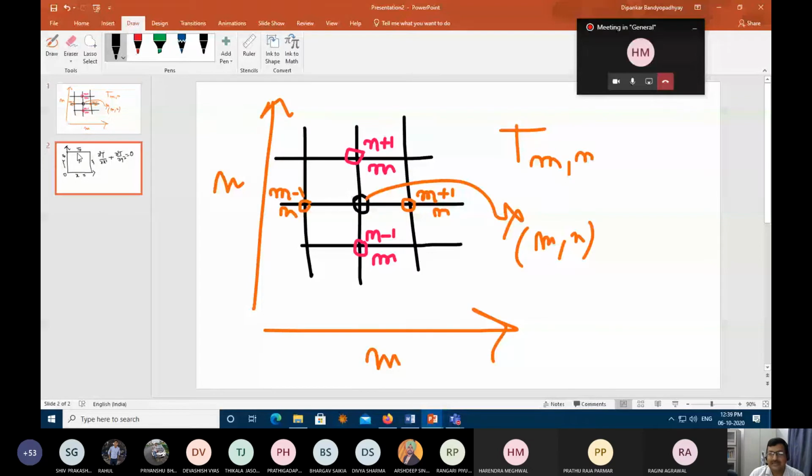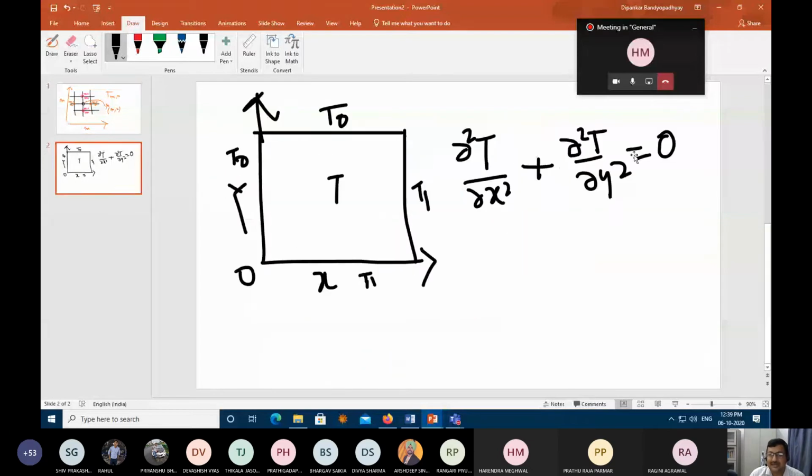Okay, how do you do that? If you can convert this into a set of algebraic equations which has n number of equations and n number of unknowns, including the boundary conditions, then you will be able to solve it. Okay. So what is the proposition that he has given?